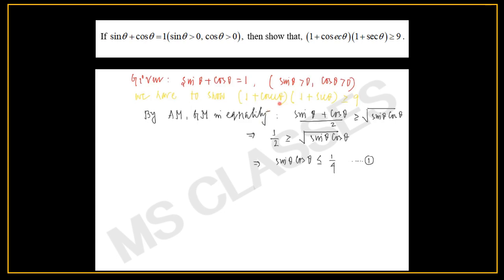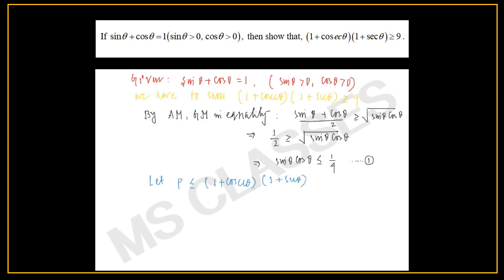Now we come to the statement which you have to prove. This was just a hint from the beginning that we have to apply this AM-GM inequality. Now here we come to this expression. Here we take, let P be equal to 1 plus cosec theta into 1 plus sec theta.